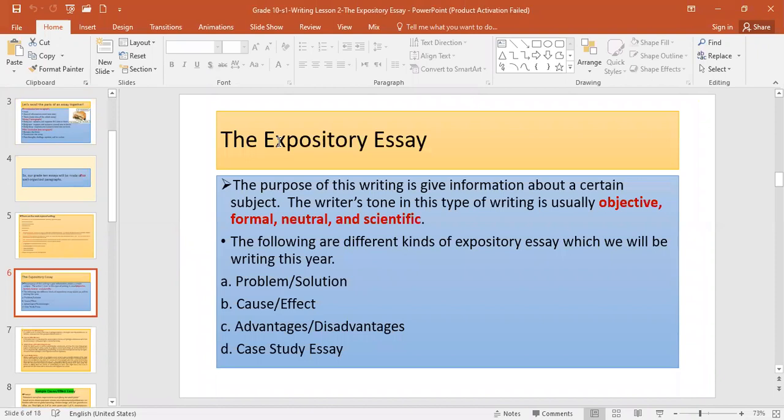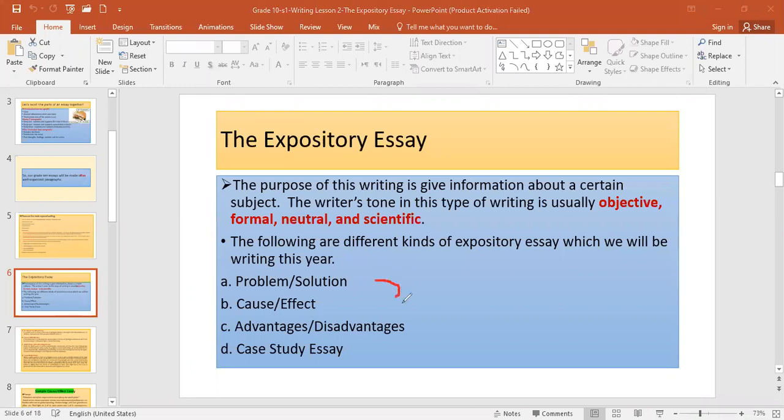Now, our first type of writing, as you all know by now, the expository essay. Fatima, would you please read? Yes, miss. The purpose of this writing is to give information about a certain subject. The writer's tone in this type of writing is usually objective, formal, neutral, and scientific. The following are different kinds of expository essays, which we will be writing this year: problem solution essay, cause effect, advantages, disadvantages, and case study essay.